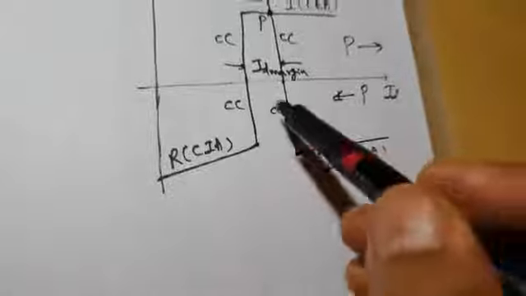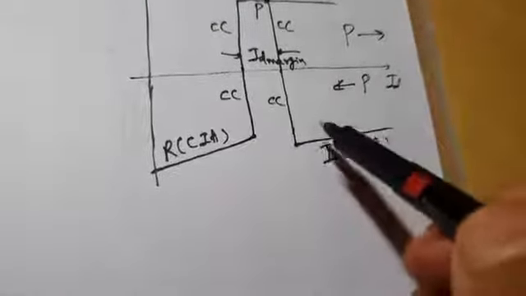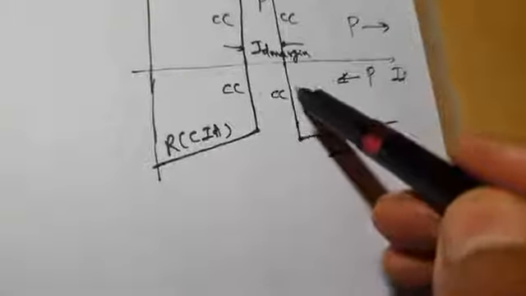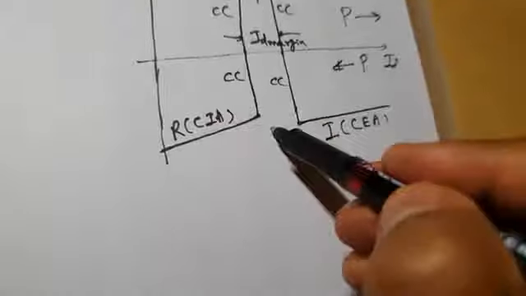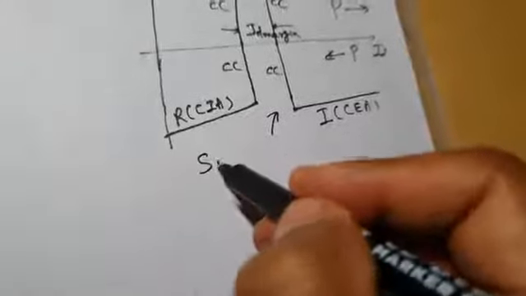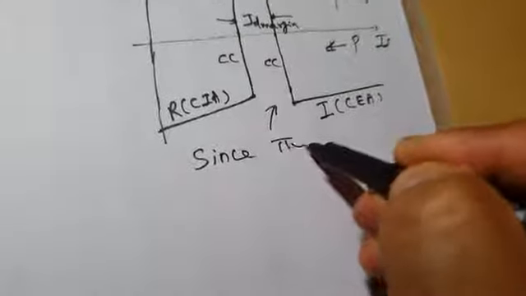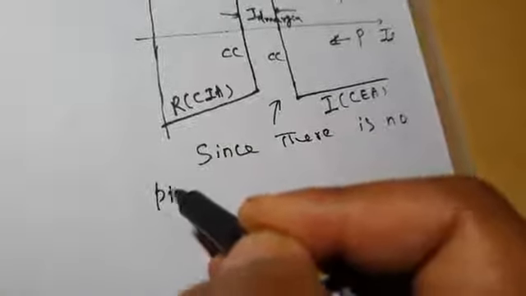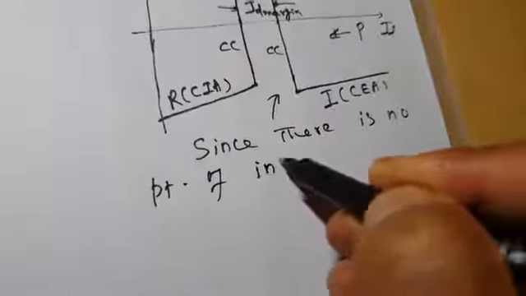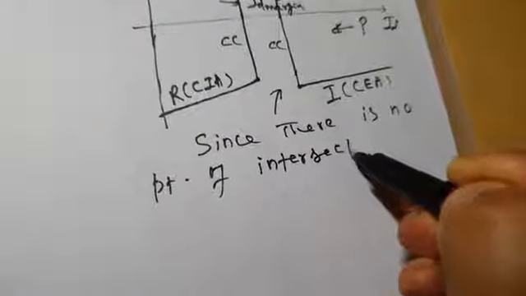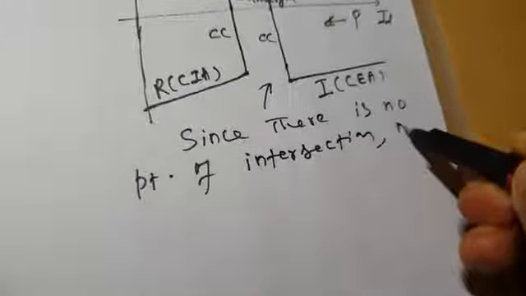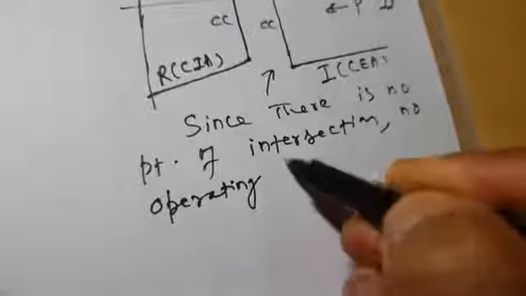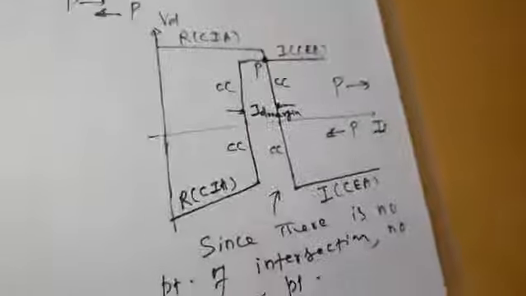What is the operating point for negative direction of power flow? There is no operating point because inverter characteristic and rectifier characteristic are not intersecting each other. So since there is no point of intersection, there is no operating point. So therefore, how to get the operating point?